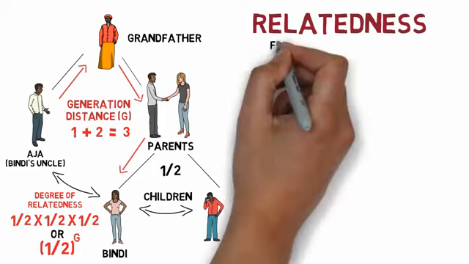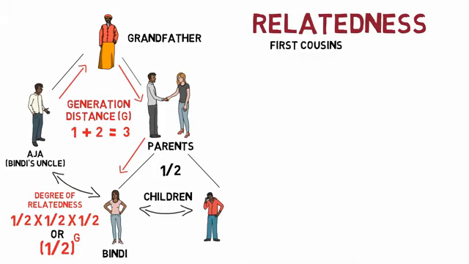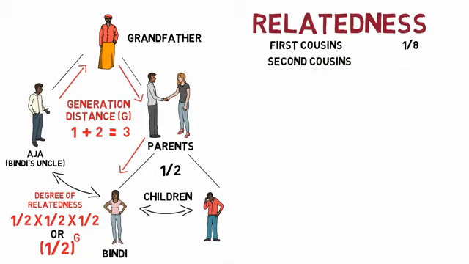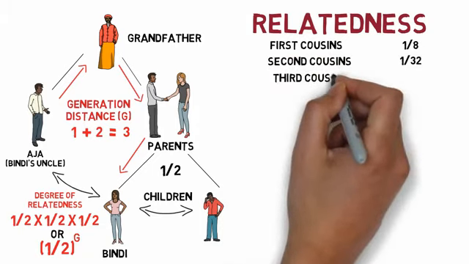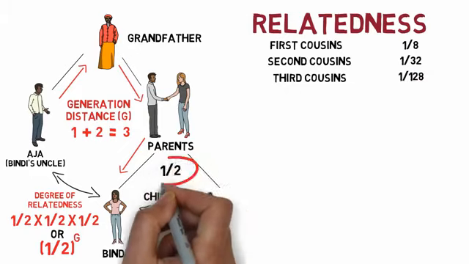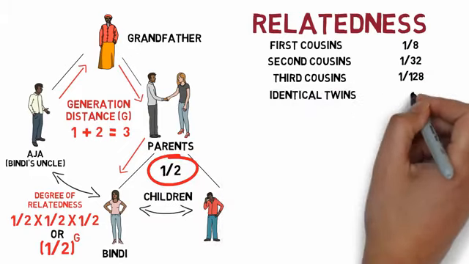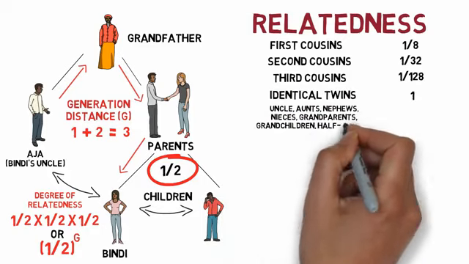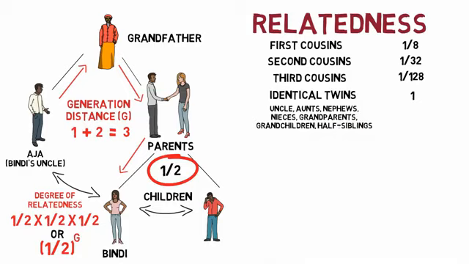For example, first cousins have 2 common ancestors, with the generation distance being 4 each. We then need to times by 2. Second cousins will have a relatedness of 1 over 32. Third cousins 1 over 128. Parents and children are half, and twins are 1. Uncles and aunts, nephews, nieces, grandparents, grandchildren, and half-brothers and sisters have relatedness of a quarter.